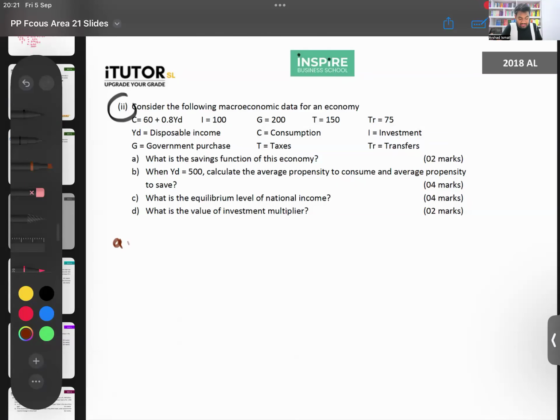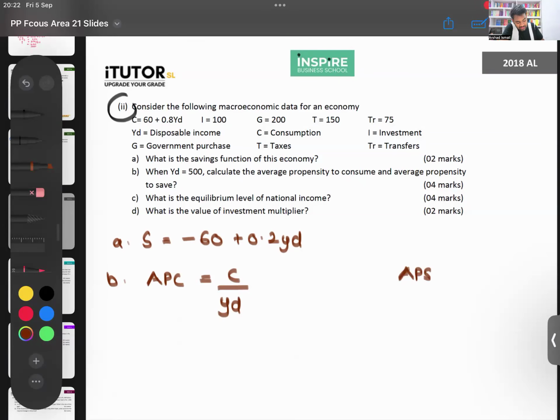Savings function. Consumption function is 60 plus 0.8 YD. Savings function is minus 60 plus 0.2 YD. Part B, at YD 500, calculate APC and APS. So what is APC? APC is your consumption over your disposable income. APS is your savings over your disposable income.